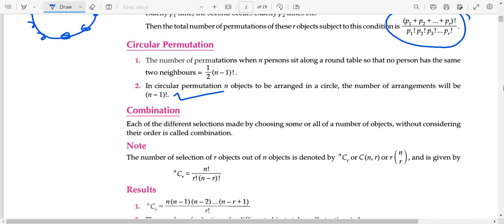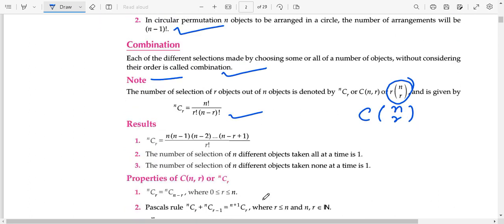Combination: each of the different selections made by choosing some or all of a number of objects without considering their order is called a combination. Note: the number of selections of r objects out of n objects is denoted by nCr or C(n, r), and is given by nCr = n! / (r! × (n − r)!). Result: you can see on the screen.